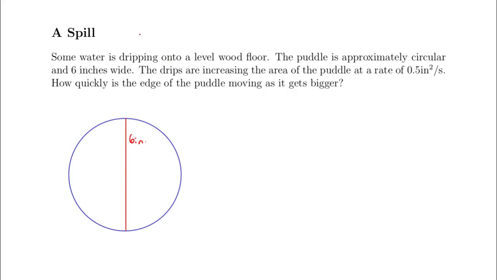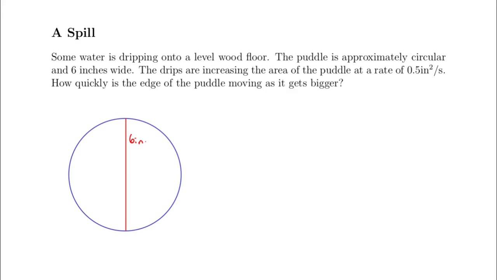Our question is, how quickly is the edge of the puddle moving as it gets bigger? What I mean is, if our puddle gets a little bit bigger, our edge has now moved out to here. And then if it gets a little bit bigger, it's moved out to there. So we want to know what's the speed at which the water is traveling across the floor that we've got.